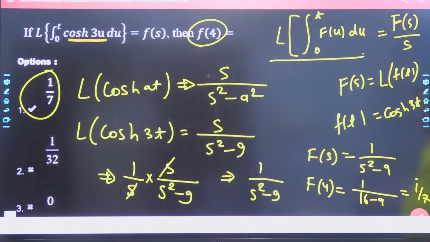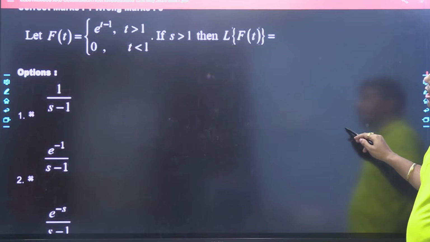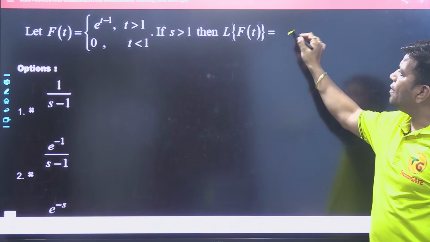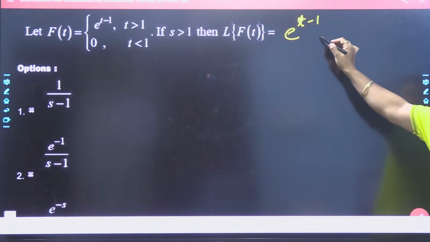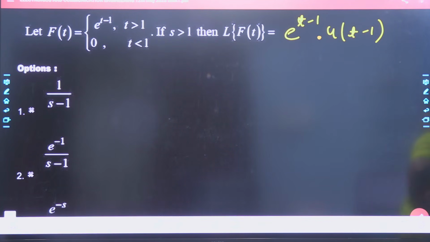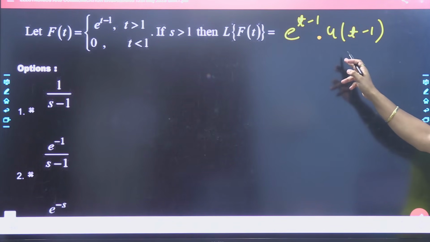Are you getting that point? Okay, let's move to the next question. Question number 41. Let the function f(t) be e raised to t minus 1 for t greater than 1 and 0 for t less than 1. Now we need to find the Laplace of f(t). We can say that f(t) is simply e to the power t minus 1 dot u(t minus 1). Here u(t minus 1) is simply the unit step function.